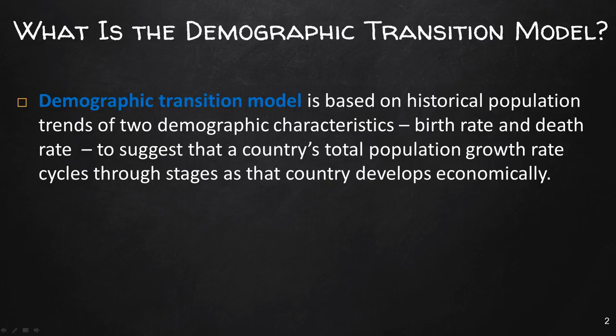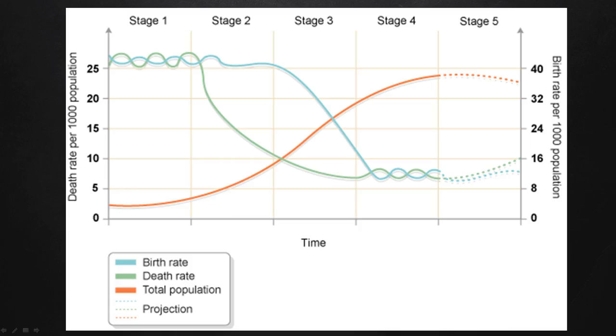So let's take a look at what the demographic transition model looks like and understand what is occurring at each of these 5 stages. So here is a figure that illustrates the trends occurring in the 5 stages of the demographic transition model.